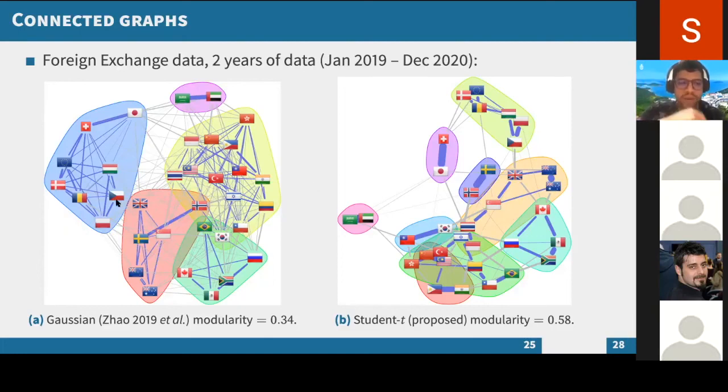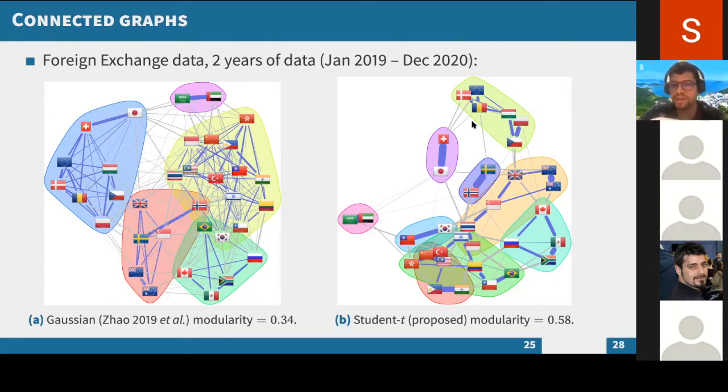On the left hand side here, we have the Gaussian assumption. And we can see, for example, the connections between the currencies of Australia and New Zealand, which is very obvious, something you expect, or some other pairs of countries, for example China and Hong Kong, and so on. But we can also see a lot of connections that may not even be true, or maybe just complicating things in the network.